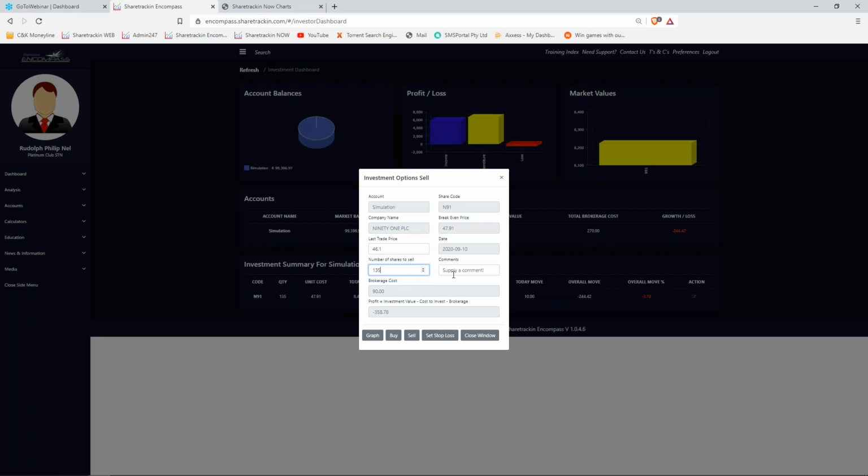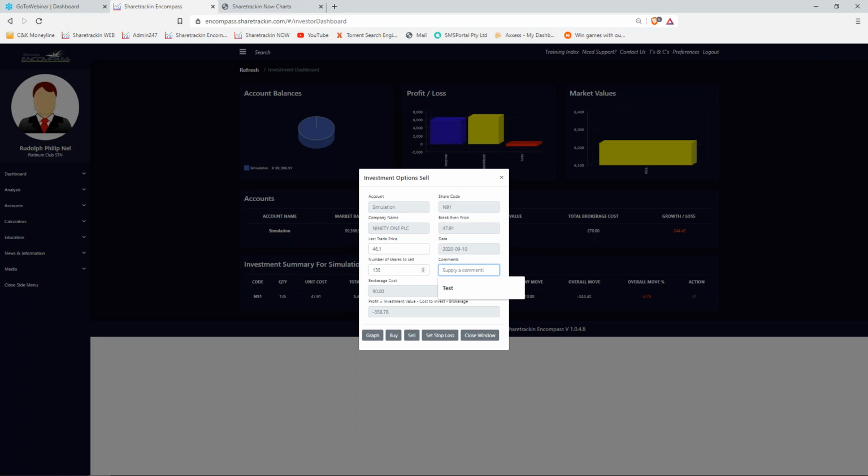And then we need to supply the comment, why are we selling the share? We'll also tell you your profit or your loss at the bottom. So your profit equals the investment value minus the cost of investment minus the brokerage. We are going to be at a loss currently because we didn't really make any profit on it. We just bought the share.